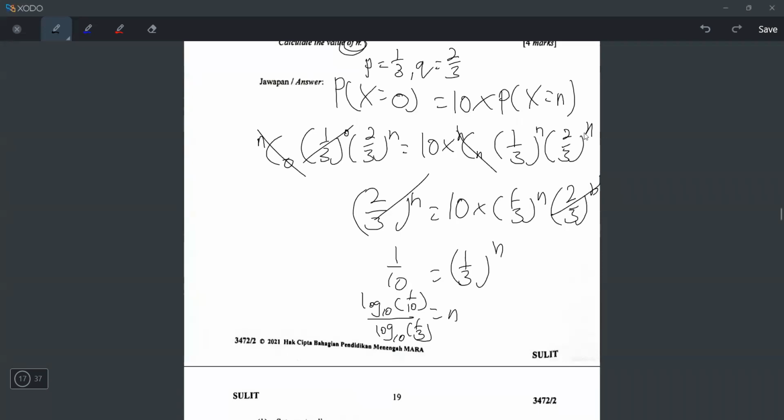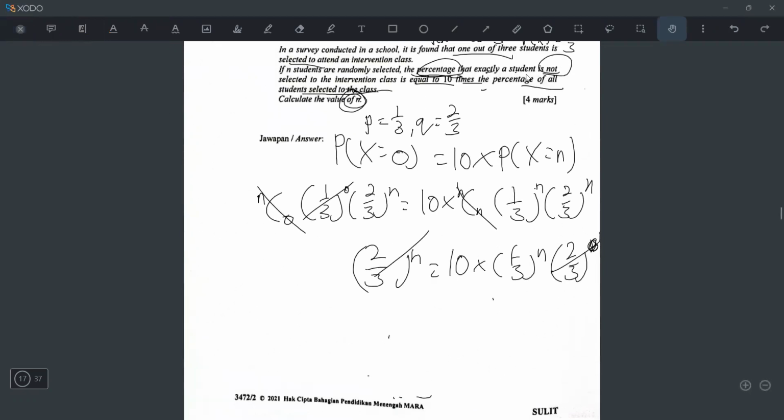Wait. This one is 0. N minus n is 0. Okay, sorry. This one is 0. Because here is n, here is n, so n minus n, this one is 0. It means, wait. Exactly a student, alamak. A student is not selected. A student is not selected. A student is not selected. So wrong already. Sorry.